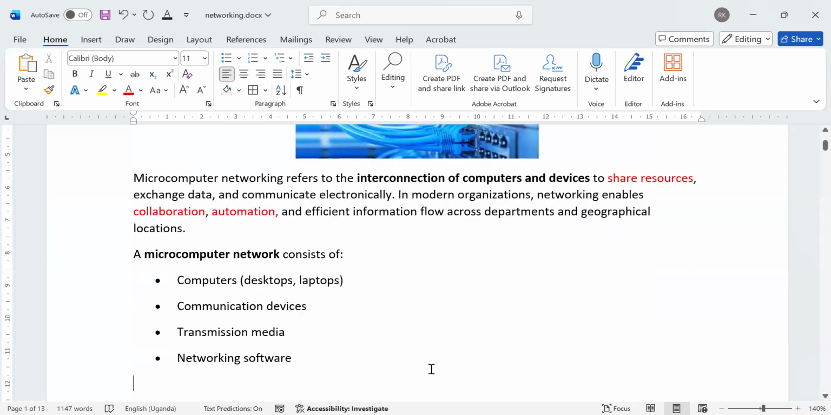So a microcomputer network consists of, first of all, we have computers, and when we say computers, we refer to desktops and laptops. Okay? So these are the key players in a microcomputer network. The first one is the computers themselves. That's the desktops and laptops. Then we have communication devices. We shall see those ones like the routers, the switches. Then we have transmission media like the cables. We shall see those ones. Then we have networking software.